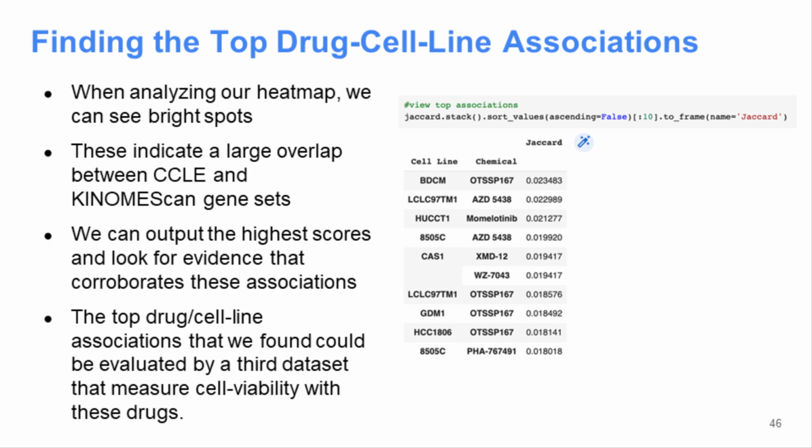The next thing that we can do now is to find the top drug and cell line associations. You can use the Jaccard stack command, sort the values in descending order, from the largest to the smallest, and then find the drug cell line combinations that have the highest value, the highest overlap of the genes. So those drugs potentially have kinases that are inhibited by the drug, and those kinases are highly expressed in those cell lines.